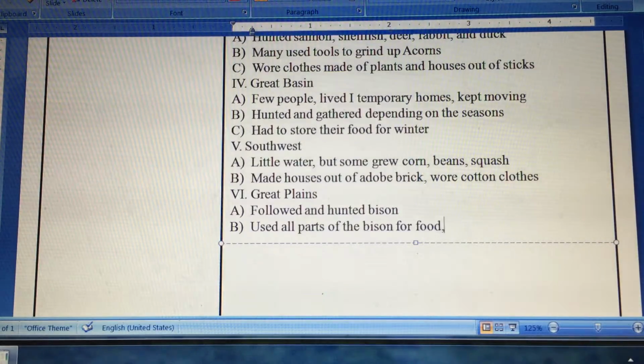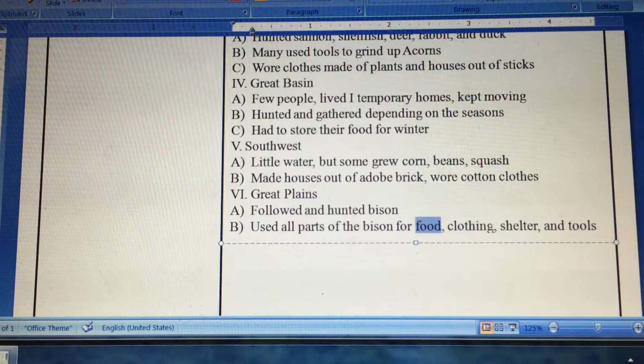for food, clothing, shelter, so to live, and tools. Let's talk about some of these. All the parts of the bison.